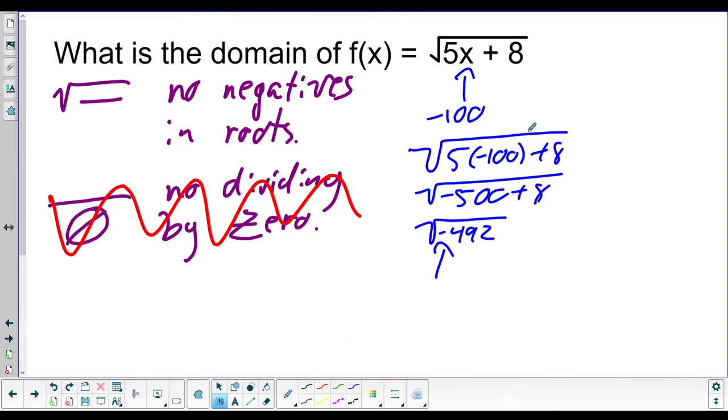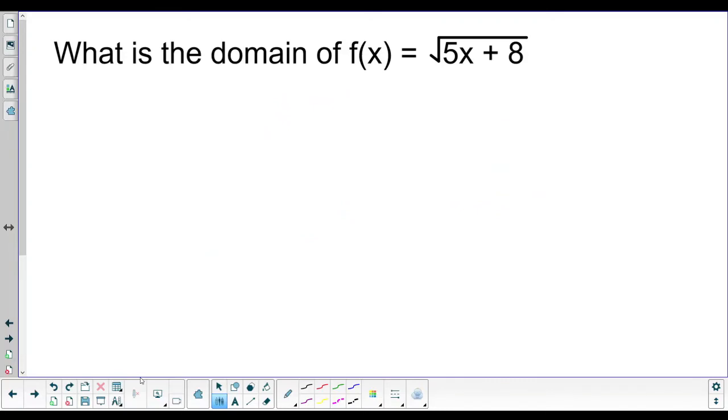So clearly negative 100 is too negative. But if you plug 1 in, 1 times 5 is 5, plus 8 is 13, that's fine. So somewhere we go from being okay to not being okay, and we need to figure out what that is. So let's talk about how we're going to do that. You're going to take the radicand. Let me write that down. Radicand. What that means is just the inside of the square root.